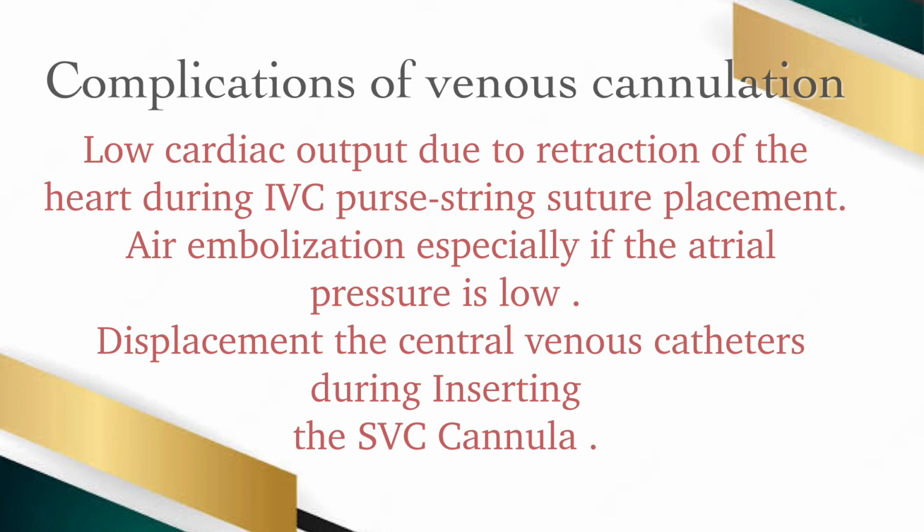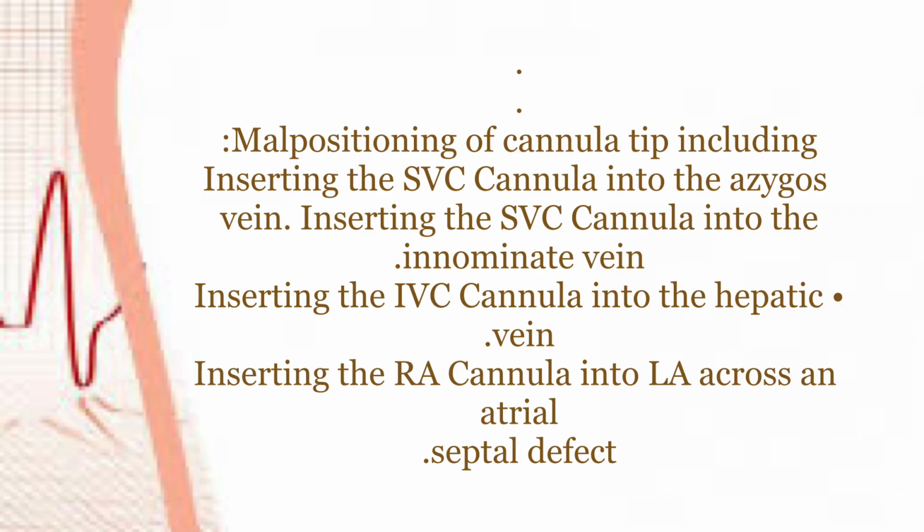Complications of venous cannulation: low cardiac output due to retraction of the heart during IVC purse-string suture placement, air embolism, especially if the arterial pressure is low, displacement of the central venous catheter during insertion of the SVC cannula. Malposition of the cannula tip, including inserting the SVC cannula into the azygos vein, the SVC cannula into the innominate vein, the IVC cannula into the hepatic vein, and the RA cannula into the LA across an atrial septal defect.